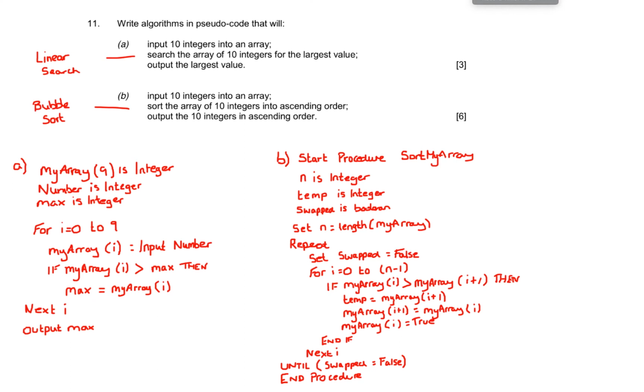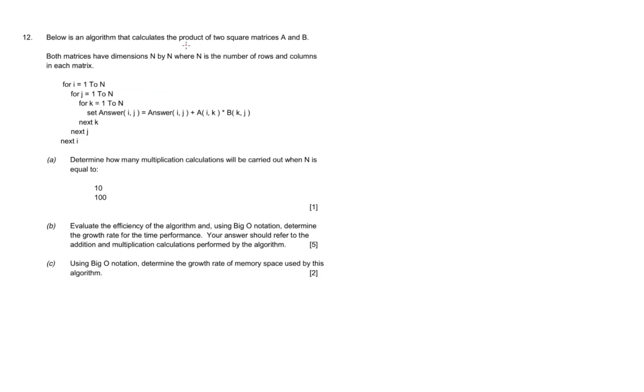Moving on to question 12 then. And yes, it's a big O question. Below is an algorithm that calculates the product of 2 square matrices A and B. Both matrices have dimensions n by n, where n is the number of rows and columns in each matrix. So my algorithm is below that, and I've got 3 for loops with some code inside the k loop. Question 12a says determine how many multiplication calculations are carried out when n is equal to 10.